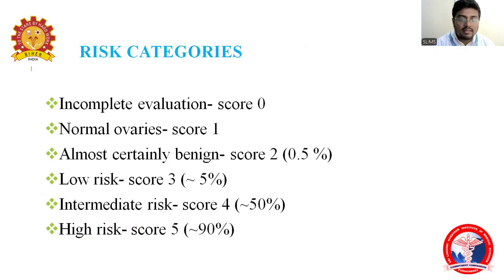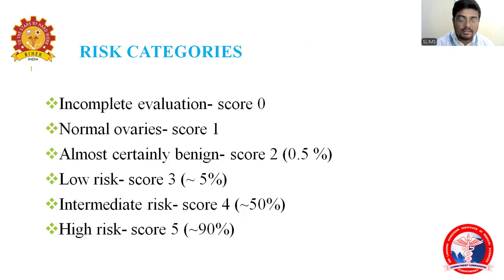There are totally 6 categories in O-RADS. First one is the incomplete evaluation, in which case the scan could not be completed or post contrast MRI was not taken. Then a score of 0 is given. And normal ovaries, like follicles and hemorrhagic cysts less than 3 centimeters, will be given a score of 1. And almost certainly benign lesions with less than 0.5% risk of malignancy, a score of 2 is given.